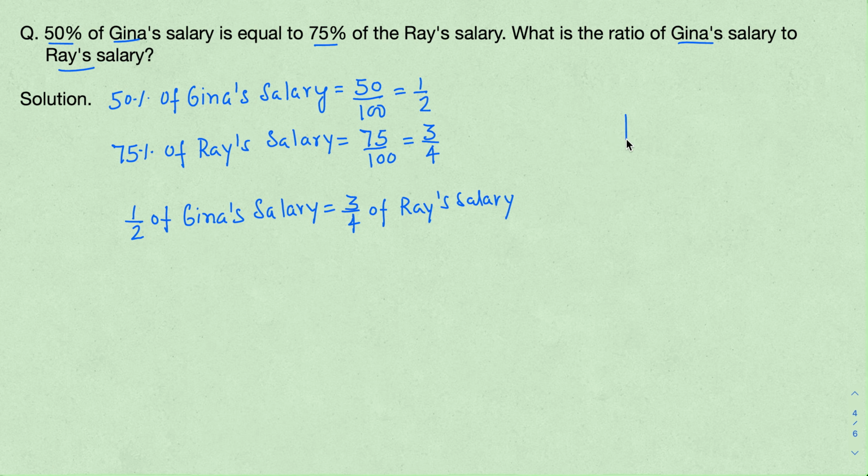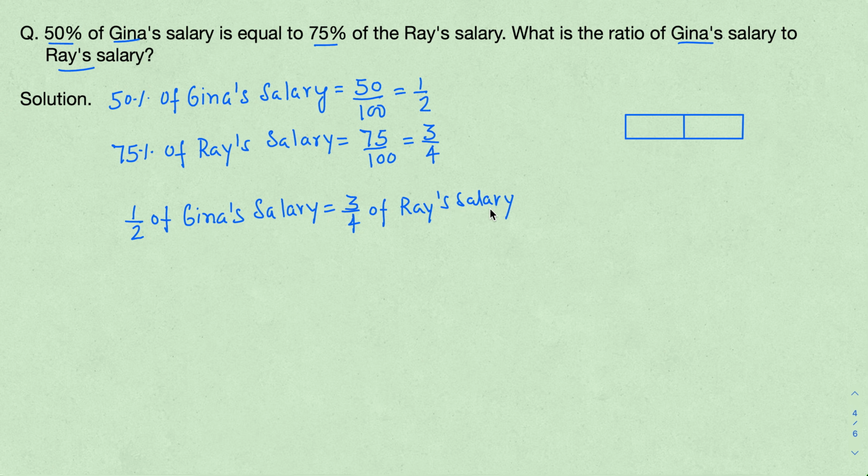So let's draw Gina's salary first, which is let's say this much. Okay, so let's say this is Gina's salary, and let's divide it into 2 parts. Why 2 parts? Because here it's given half of Gina's salary. So that means at least the denominator here is 2, right? So at least we have to divide the salary into 2 parts so that 1 part of it we can equate to 3 parts of Ray's salary.